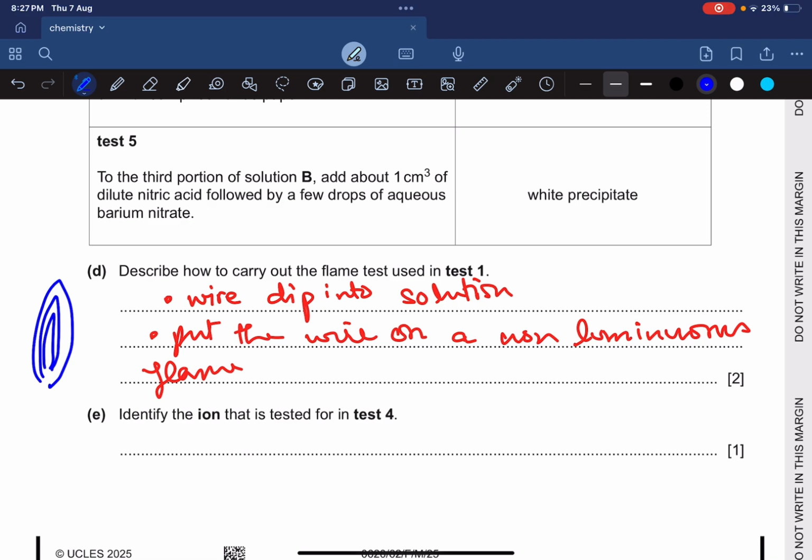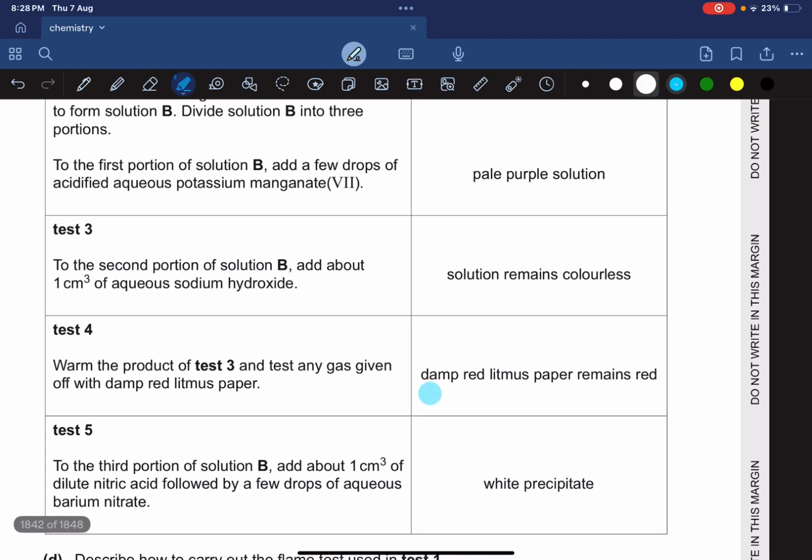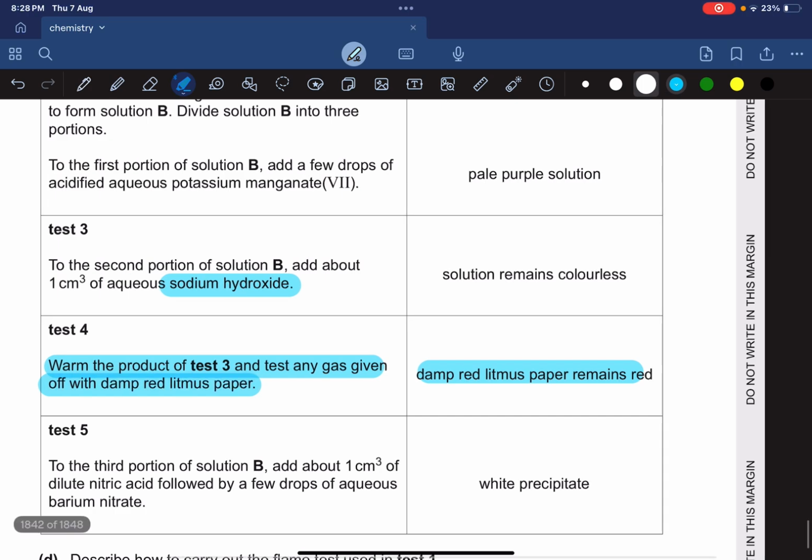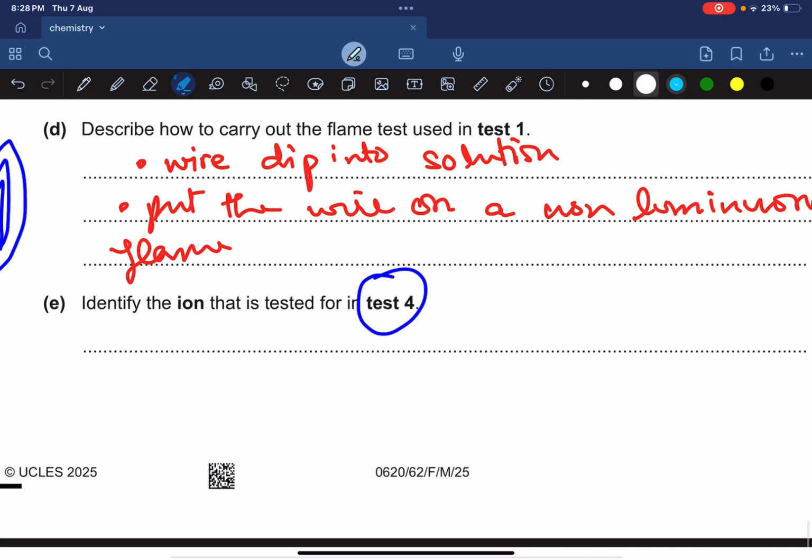Identify the ion that is tested for in test 4. Easy peasy. Damp red litmus paper remains red. We don't have to write about the results. We have to check which ion. We have to warm the solution from test 3. In test 3 we added sodium hydroxide, and now we're checking the gas given off with a damp litmus paper. So obviously that's for ammonium ion.